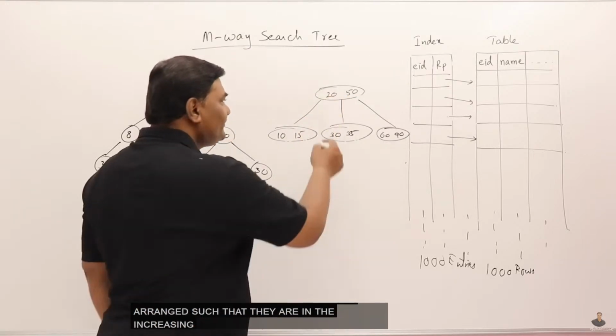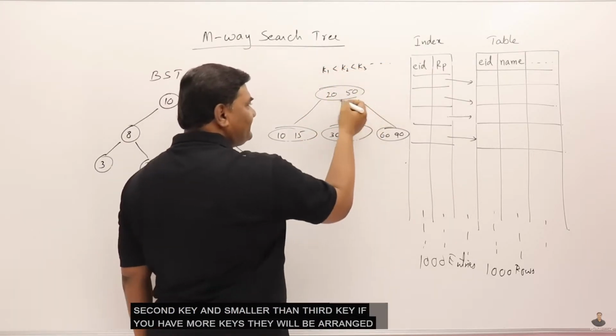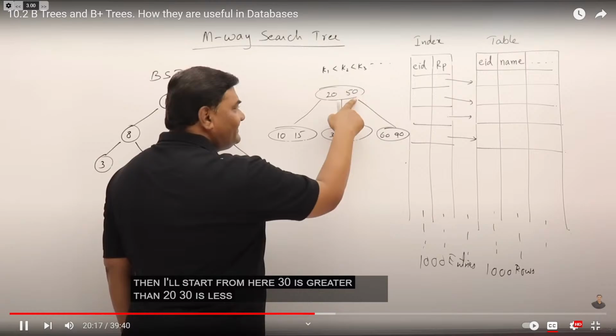See, the keys are arranged such that they are in increasing order. If you see the keys here, the first key is smaller than the second key and smaller than the third key. If you have more keys, they will be arranged like this. And if I'm searching for 30, then I'll start from here. 30 is greater than 20. 30 is less than 50, so it must be in this child. Come here, 30 is found.